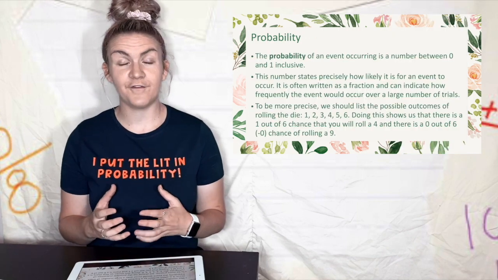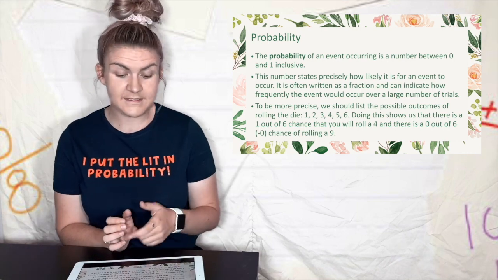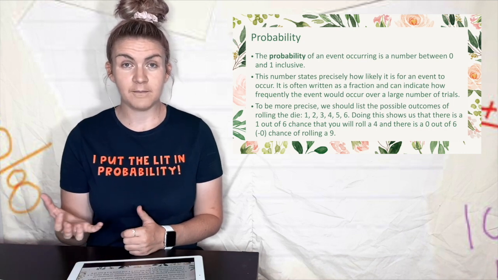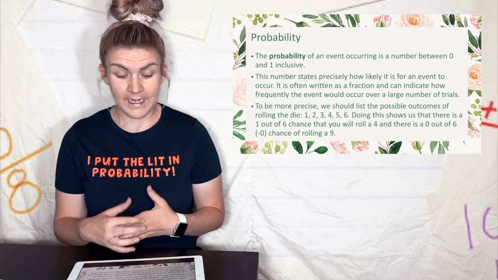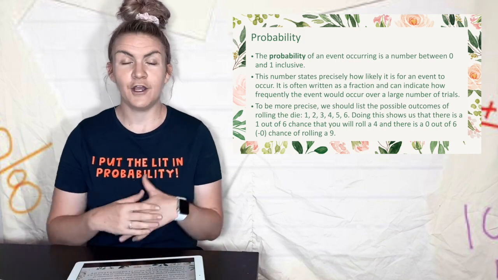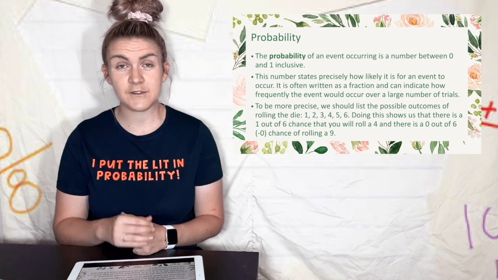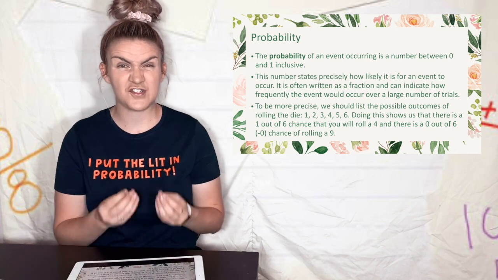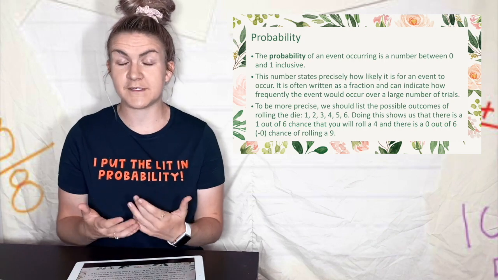The probability of an event occurring is shown with a number between 0 and 1. This number states precisely how likely it is for an event to occur, with 0 being impossible and 1 being certain. It is often written as a fraction or a decimal and can indicate how frequently the event would occur over a large number of trials. Because we are using fractions and decimals, that is why it's between 0 and 1. When using fractions and decimals, a whole or a certain chance is 1. So we use these fractions and decimals to represent the probability.